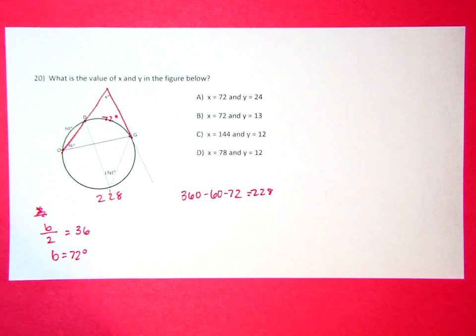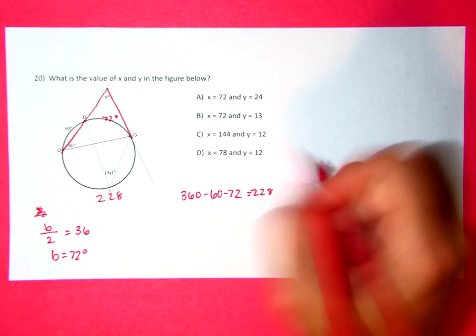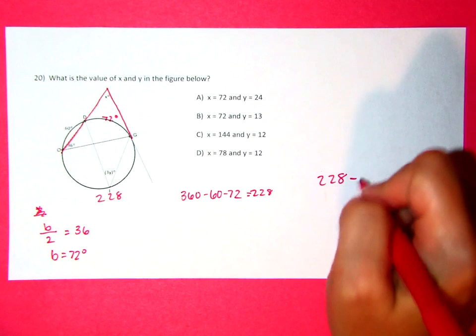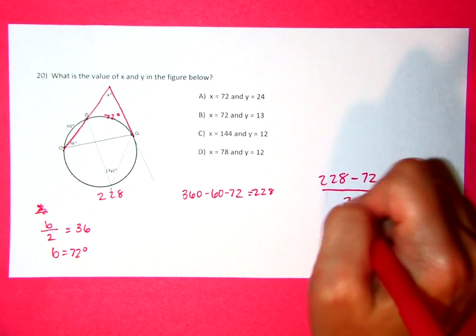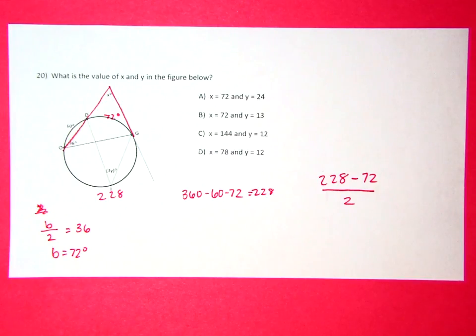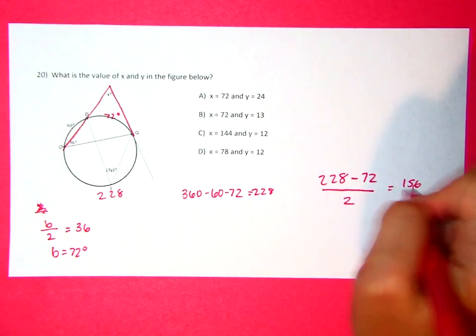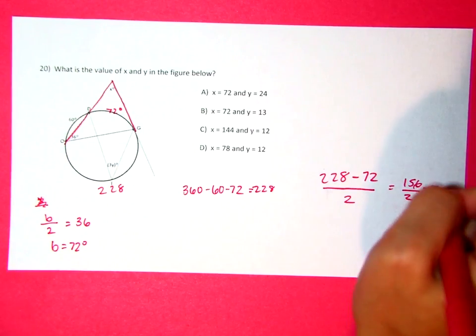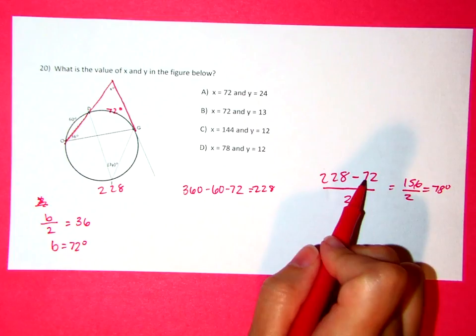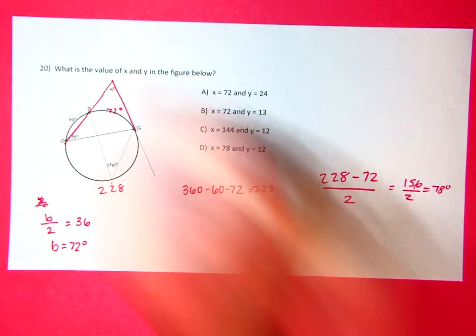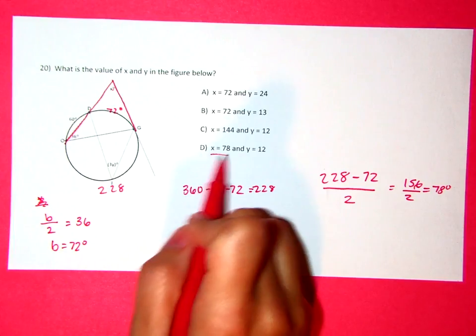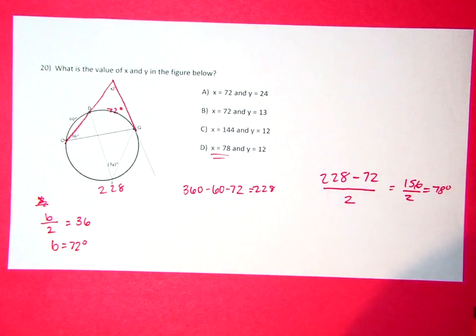So now we can find x because we can take the big arc, 228, minus the small arc, the 72 degrees, and divide that answer by 2. So 228 minus 72 is going to give me 156, which we want to divide by 2, and that's going to give me 78 degrees. So big arc minus small arc divided by 2 gives me x here at 78 degrees, which is this one here. So likely this is my answer, but I should double check with the y.